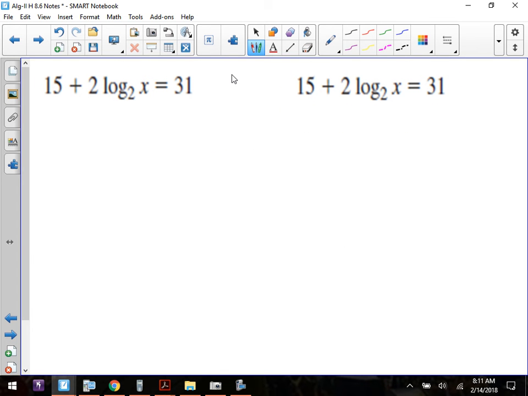Do you agree that when we move it over, we're going to get 2 log base 2 of x equals 16? You guys agree on that? Do you agree at that? Yes.